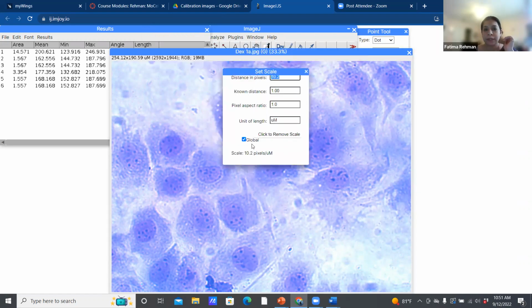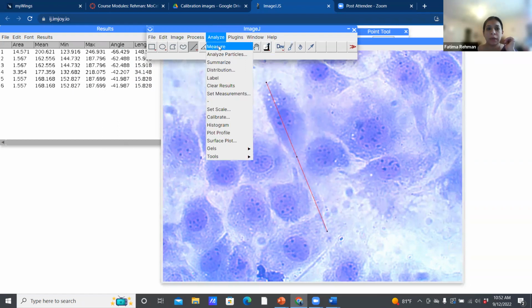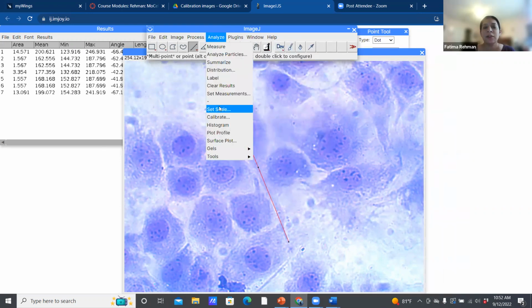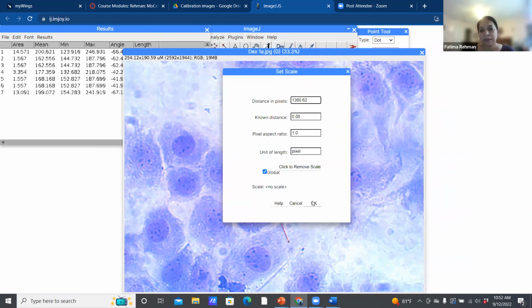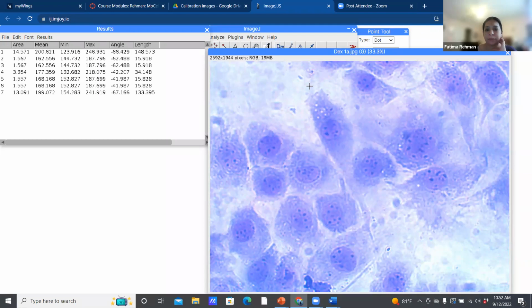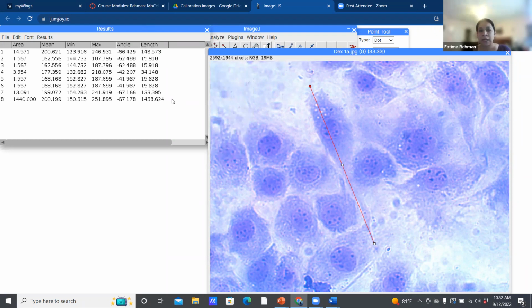Now, let's say you wanted to check that you did that correctly. I could go back to my set scale, remove the scale, and just say no scale. Then I can measure again. This may or may not be exactly the same line, but close enough. Analyze, measure. I still have the dialog open. Remember to hit okay, because I did not hit okay. Click to remove scale, okay. Now it gives me the length in pixels. Measure. 1438.